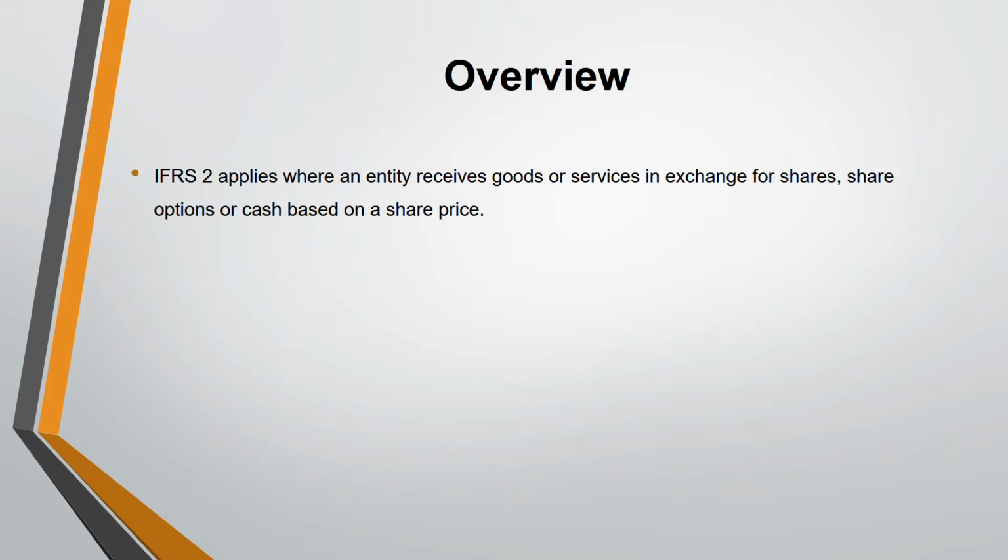IFRS 2 applies where an entity receives goods or services in exchange for shares or share options, or cash that is based on a share price. So if an entity buys a good, in a normal condition they pay in cash, now or later. But in this case, they are not paying in cash. They are paying in shares or share options, or cash that is based on a share price.